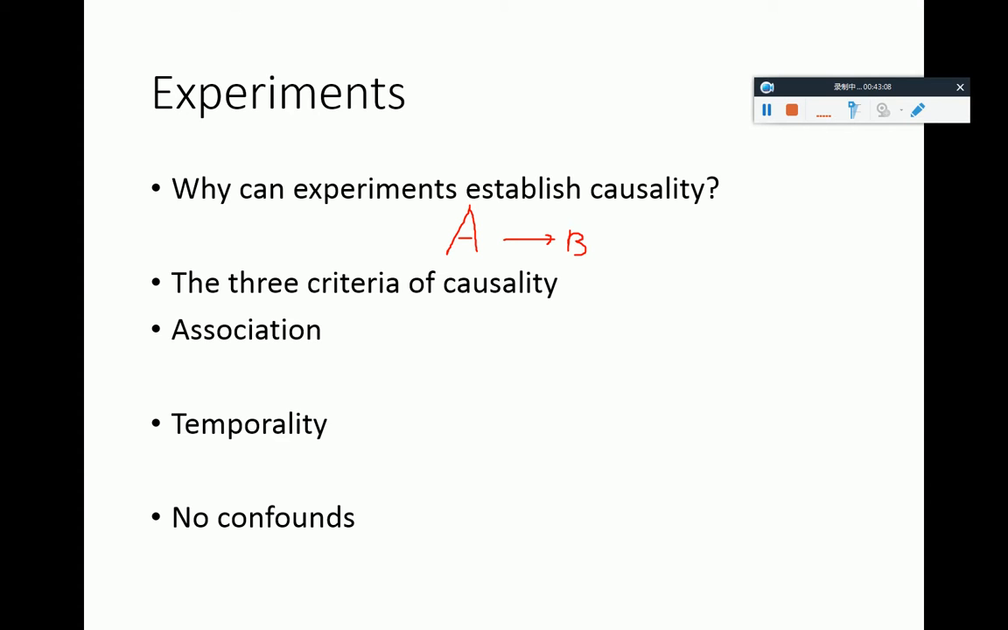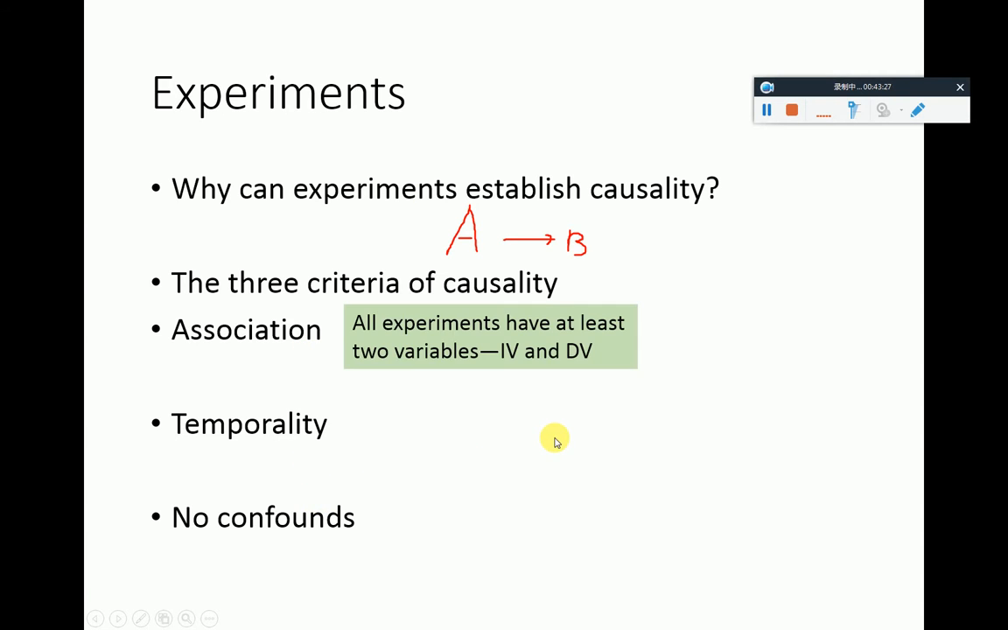Okay, this must be the case because these are the logical requirements to establish causality, and if experiments are capable of establishing causality, then it must be the case that experiments can fulfill the three criteria. How is that so? Well, first of all, experiments can of course establish association because, as we just said, an experiment needs at least two variables, an independent variable and a dependent variable. And with two variables, we can easily establish correlation.